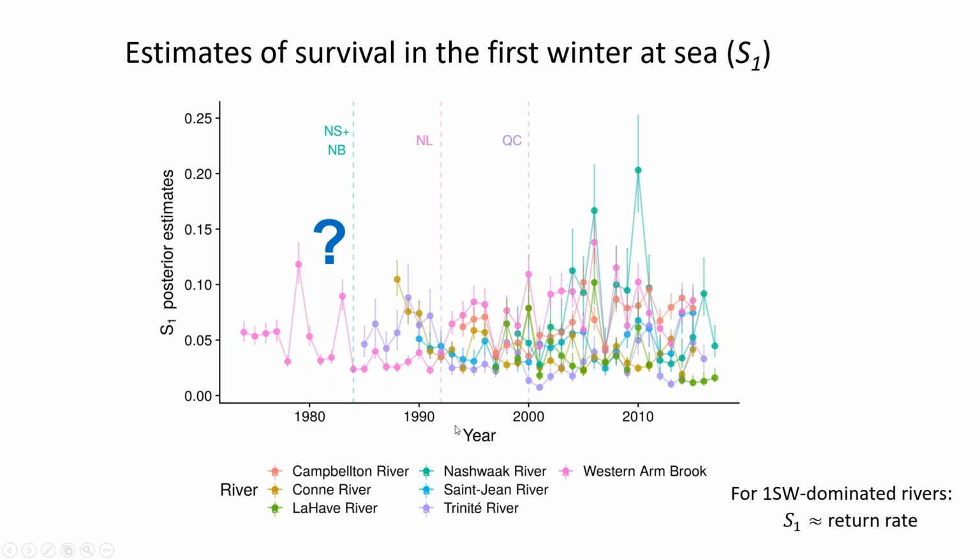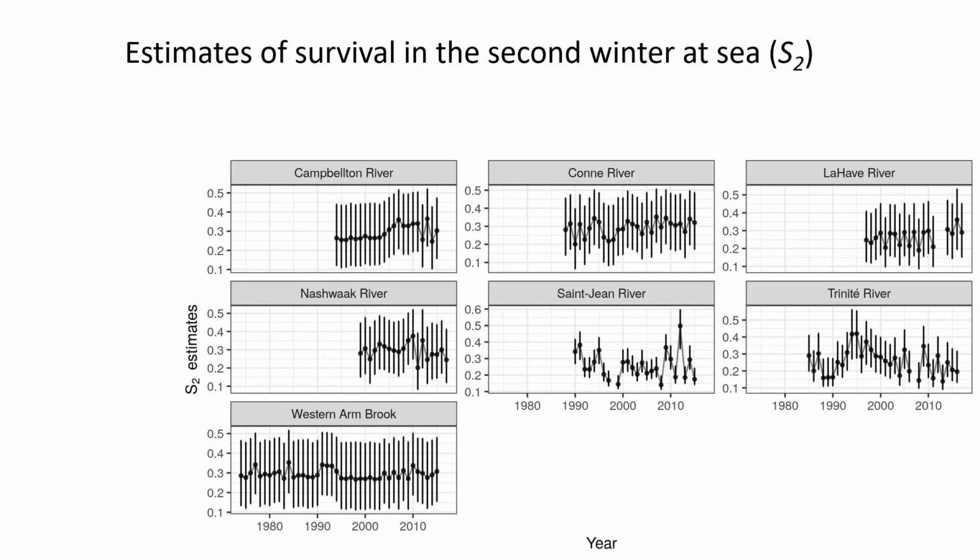Now, when going to survival in the second winter at sea, the picture is very different. For the 7 rivers, the estimates are really uncertain, particularly the 1 sea winter dominated rivers, Con, the Campbellton, and Western Arm Brook. I should probably just ignore those estimates for those rivers, given that the proportion of 2 sea winter fish that are returning is extremely low. You would expect that a model that is generalizing across all life history strategies will be really bad at estimating survival in the second winter at sea for populations that have very few of these fish. As expected, the model has very uncertain parameters, which, if you look at the distribution, is really similar to the prior for this parameter. So the data is not informing the estimates for S2 for the Campbellton, the Con, and the Western Arm Brook.